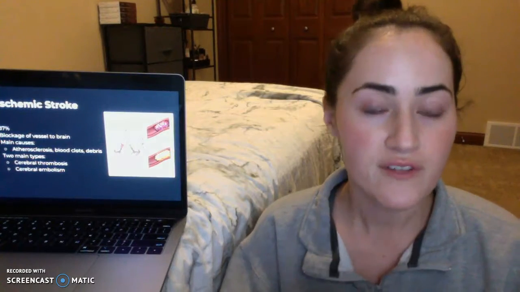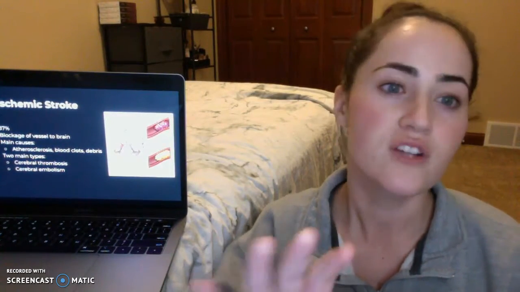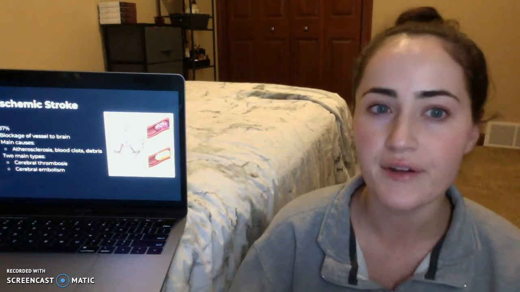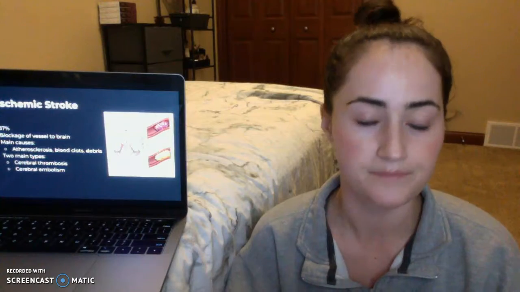So there are two different types of obstructions specifically for ischemic strokes. The first one is a cerebral thrombosis, which is what I was discussing earlier. It includes the fatty plaque within the blood vessels.